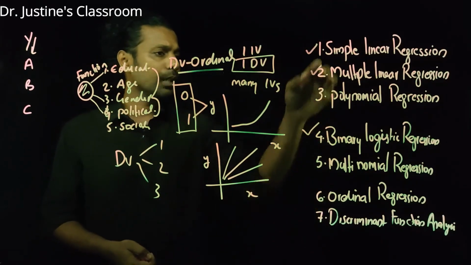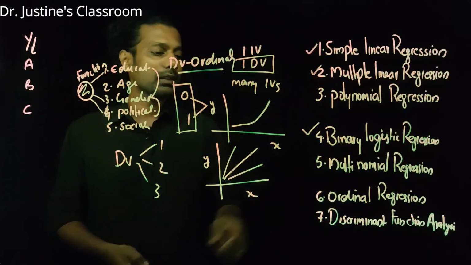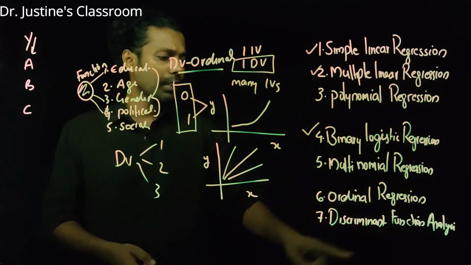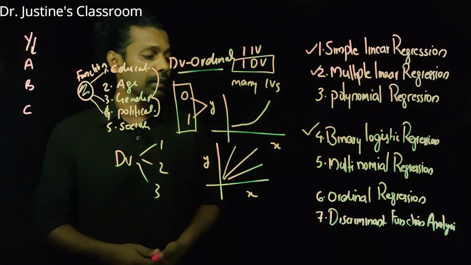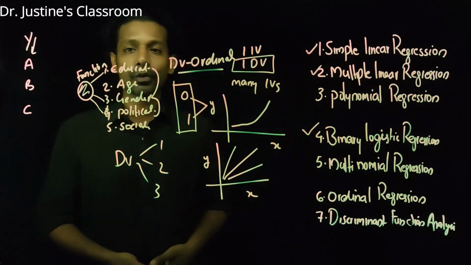After these two, the other most frequently used method is binary logistic regression. I have never used multinomial, ordinal regression, or discriminant function analysis, except for one dissertation. So in my experience, these methods are not very frequently used.